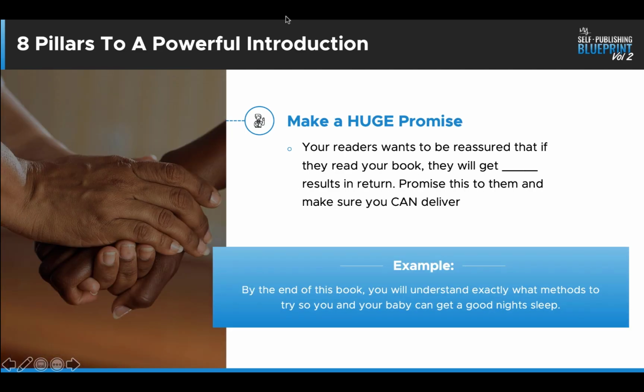Then make a huge promise. Your readers want to be reassured that if they read your book, they will get blank results in return. Promise this to them and make sure that you can deliver. So by the end of this book, you will understand exactly what methods to try so you and your baby can get a good night's sleep.